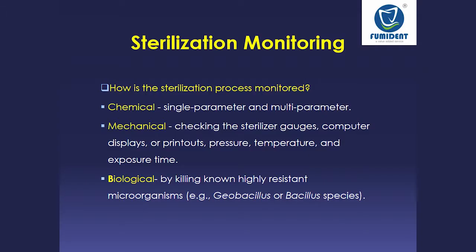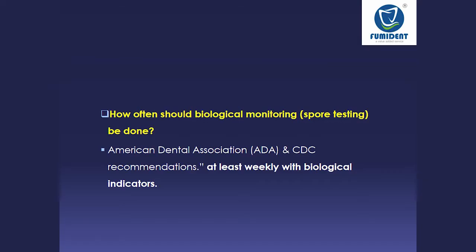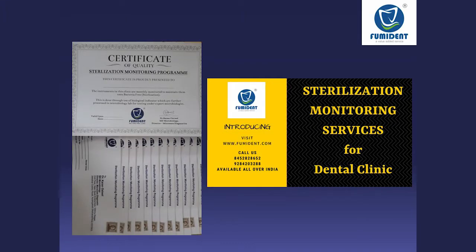The biological indicator uses spores of highly resistant bacteria, that is Geobacillus or Bacillus species, in a concentration of 10 to the power 6. According to the CDC guideline, we have to do sterilization monitoring with the help of a biological indicator at least weekly. But as it is not possible for every dentist to follow this procedure, as it will be a cost investment, we have introduced a sterilization monitoring service with the help of a biological indicator on a monthly basis.